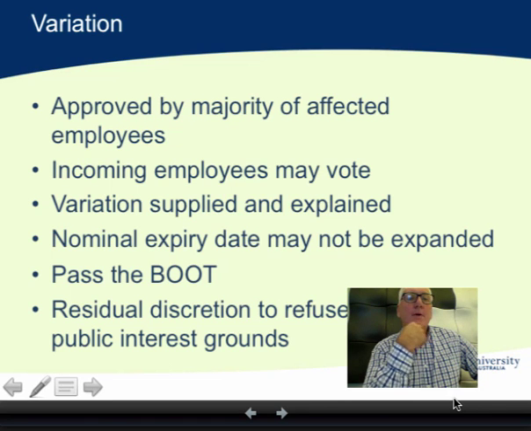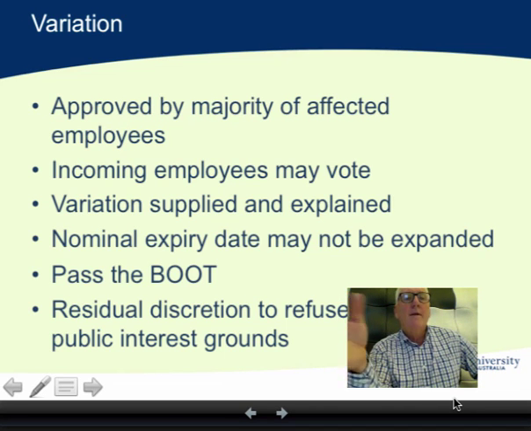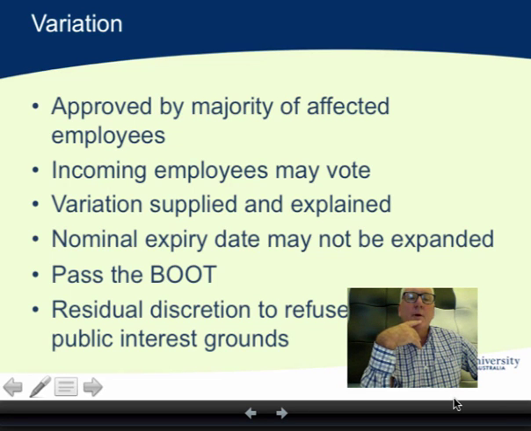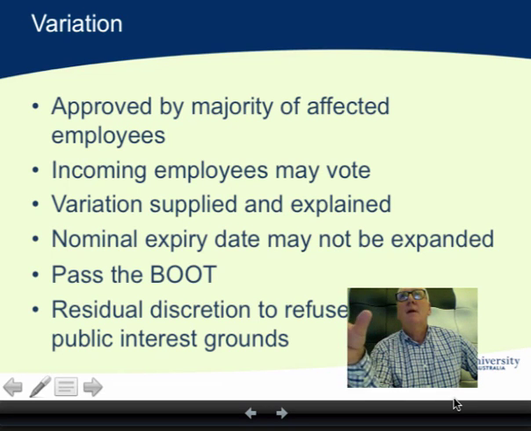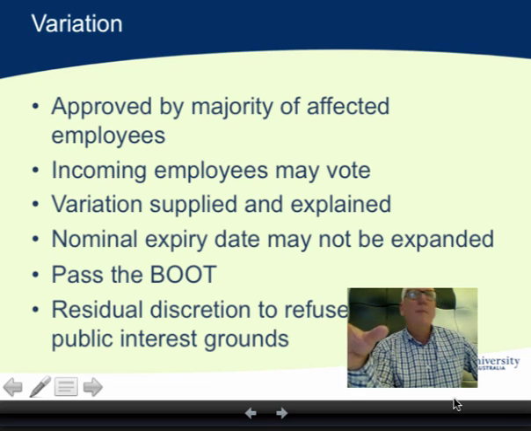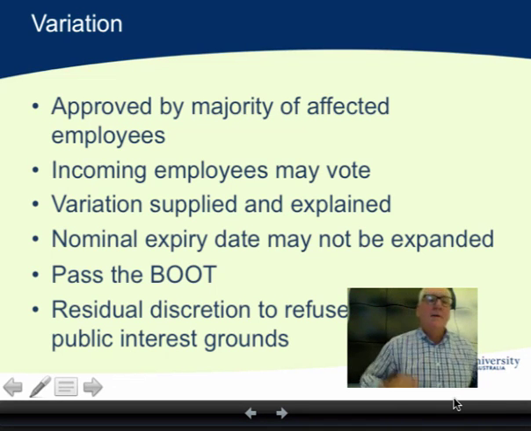Generally needs to be approved by a majority of the affected employees. Incoming employees can vote on it. The variation that's proposed needs to be provided in writing and explained. So you're probably getting the feeling already that it's pretty much the same sort of process that applied for the original agreement. So, in fact, I think the Act talks at some point about you go through the same sort of process by which the original agreement was put up, proposed, voted on, and then approved. Still has to have that nominal expiry date, and it can't be extended by a variation, and still has to pass the Better Off Overall test. So the changes that you're looking at still have to pass that test.